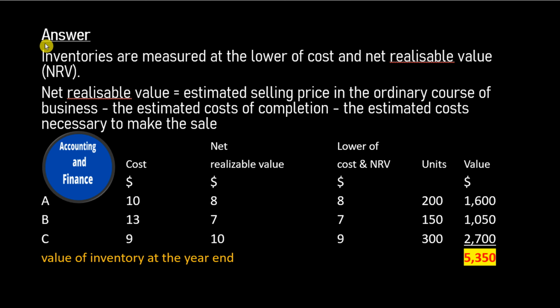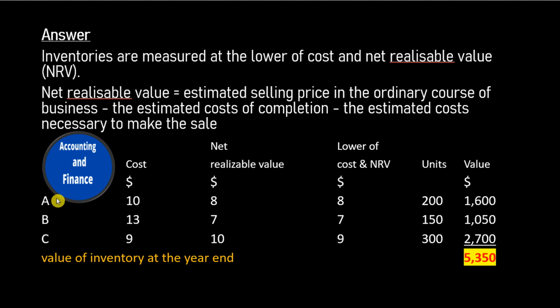Answer: inventories are measured at the lower of cost and net realizable value, or NRV. Net realizable value equals the estimated selling price in the ordinary course of business minus the estimated costs of completion minus the estimated costs necessary to make the sale.